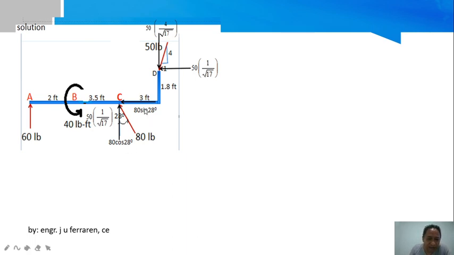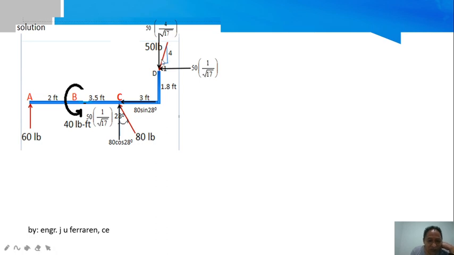This one, even though this is not really necessary, why? It will pass through A and it cannot produce any moment. But this one I only put just for purposes of recalling. Now, this component is actually the same component which can be found here. That component is opposite to 28, so I can make use of the sine function. So, 80 times sine of 28.